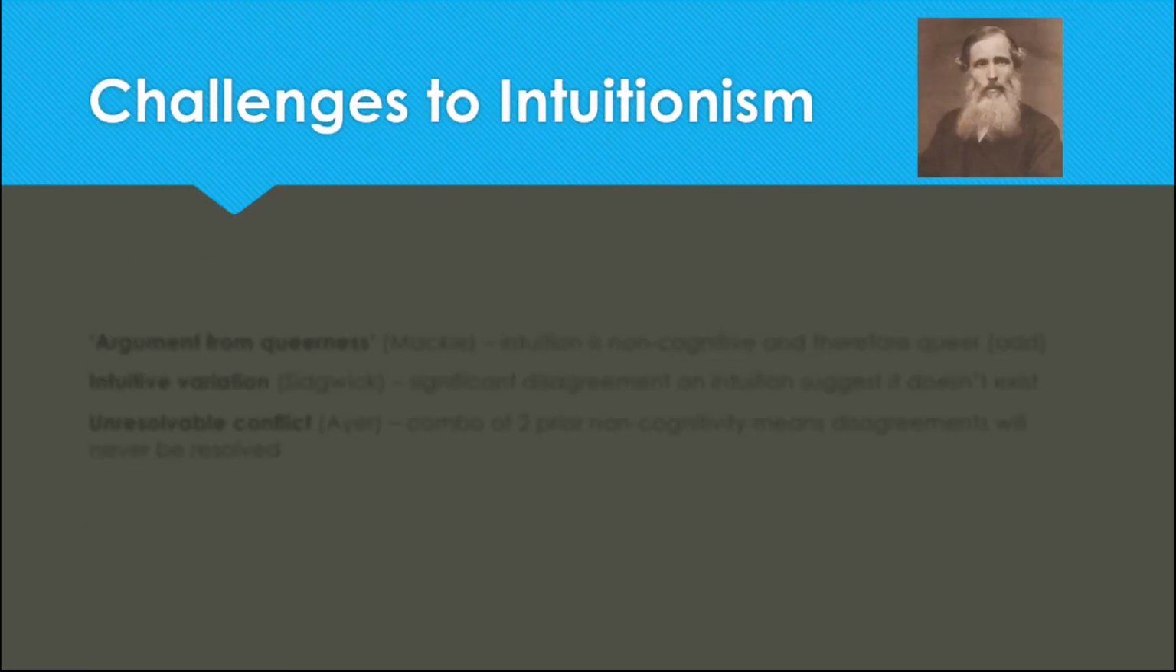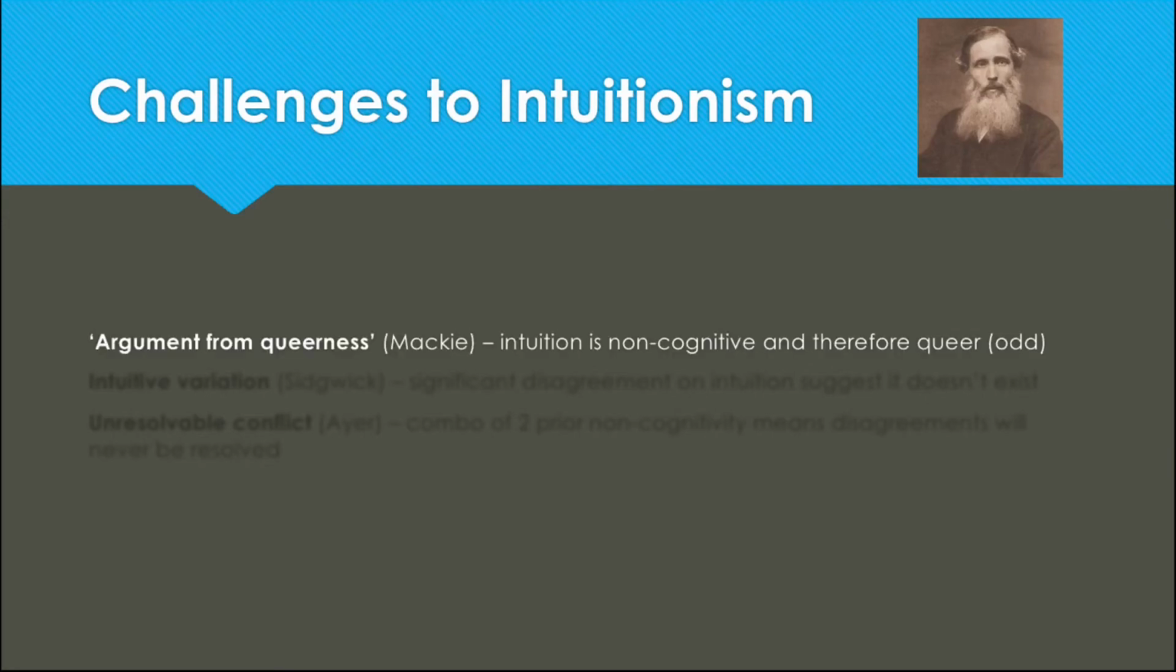So next up, we've got challenges to intuitionism. You've got the argument from queerness by Mackie, obviously not referring to queer in a homophobic sense, he's just talking about it being odd. He says that because intuition is non-cognitive, meaning we can't actually prove we have a moral intuition, it's just a bit weird to argue we do. Basically saying that morality is just a bit odd.